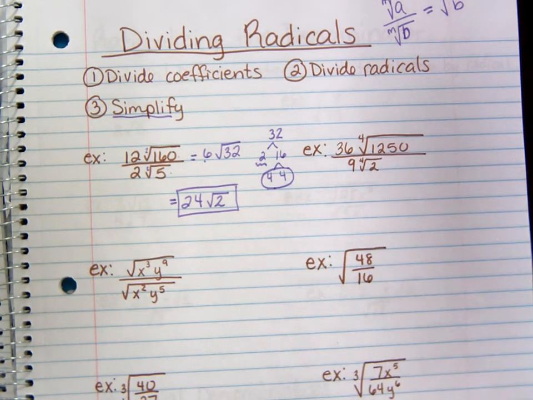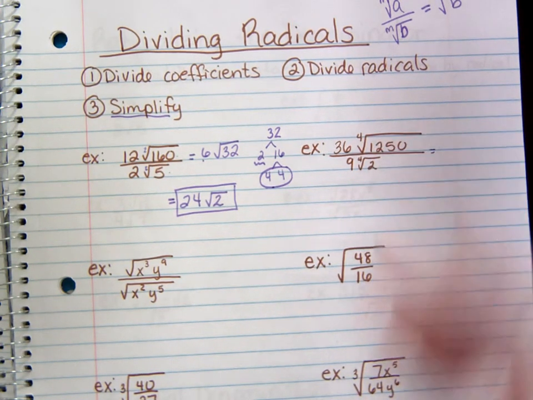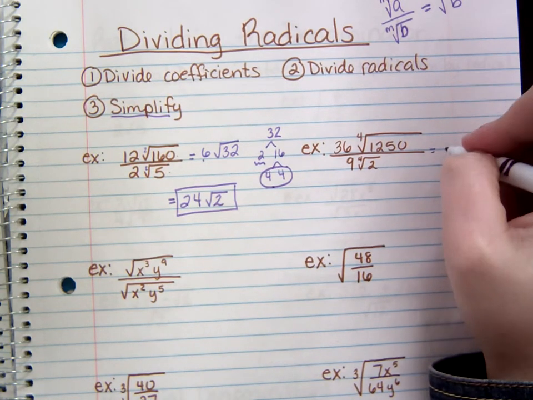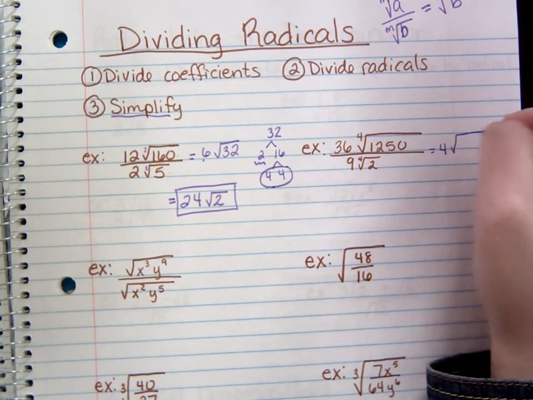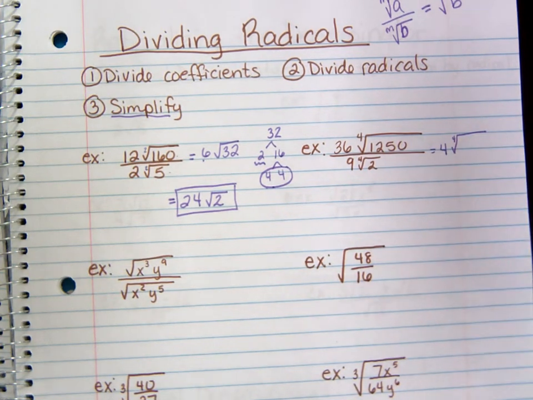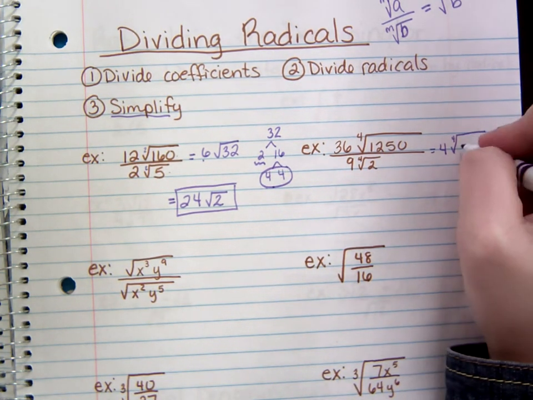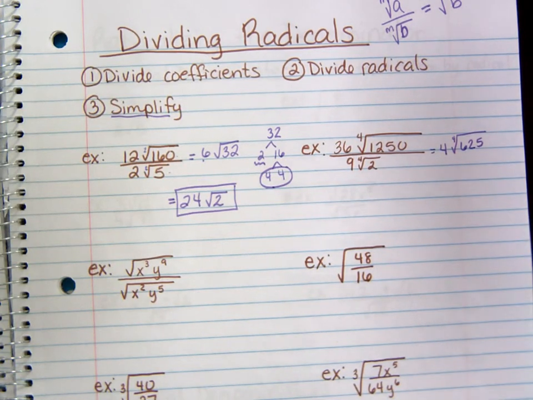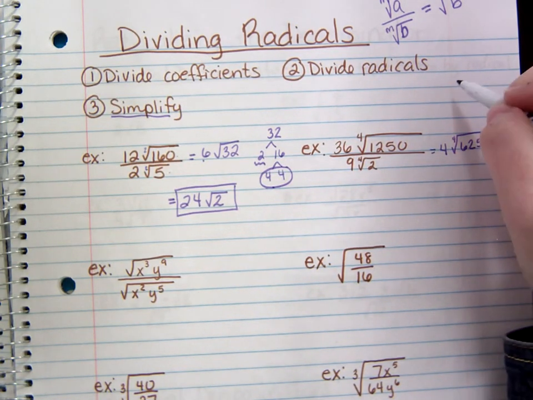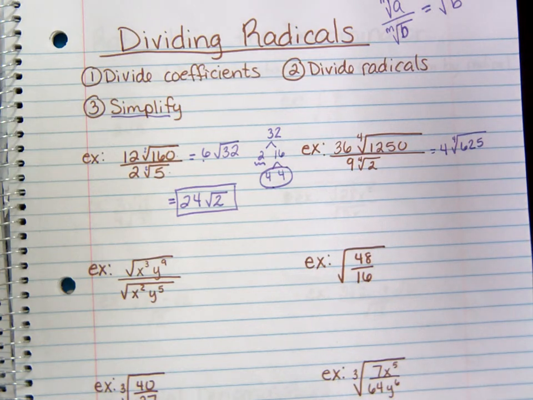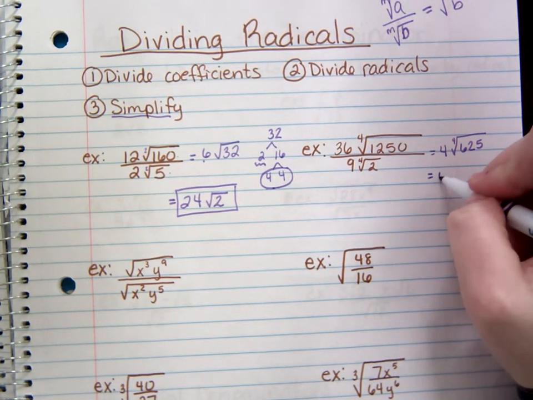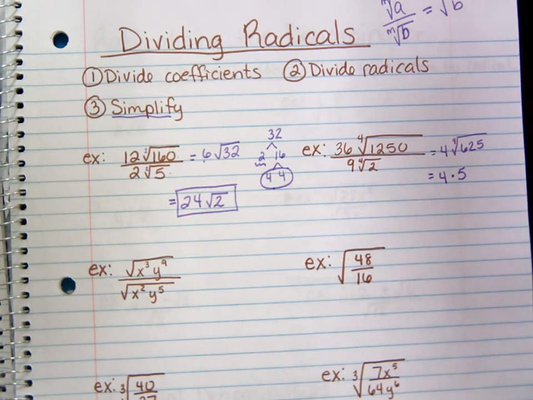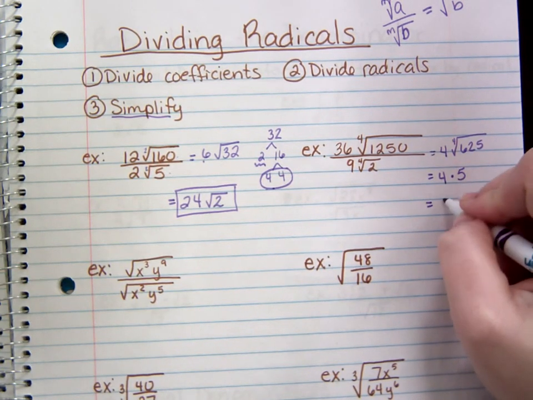So let's take another look at a problem where it divides evenly, like this one. 36 divides evenly by 9, we get 4. And because they're both fourth roots, we can do 1250 divided by 2. That gives me 625. Now, 625 is a perfect fourth. The fourth root of 625 is 5. So 4 times 5 gives me 20.